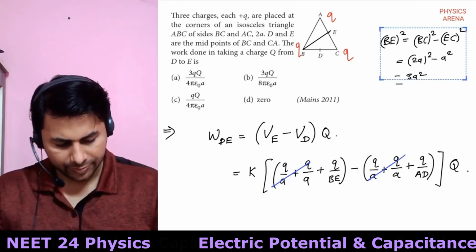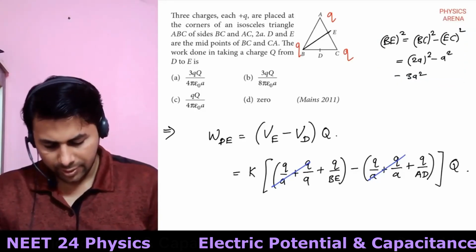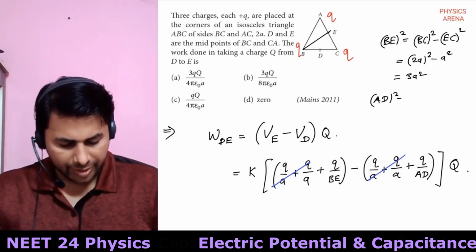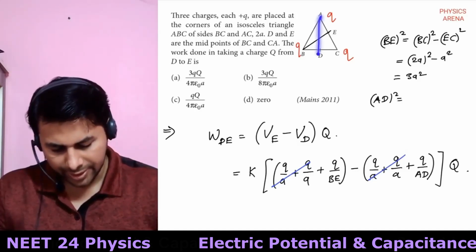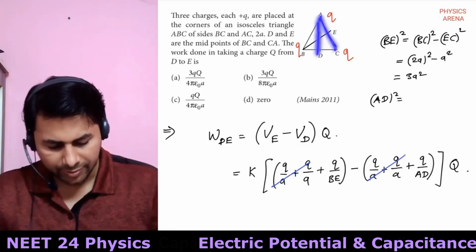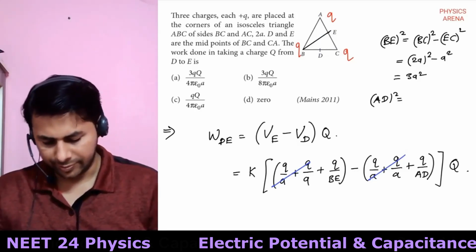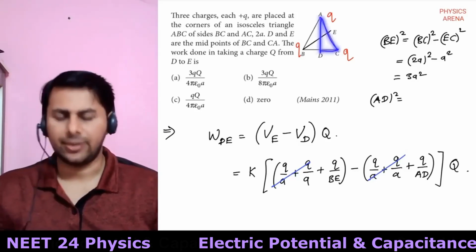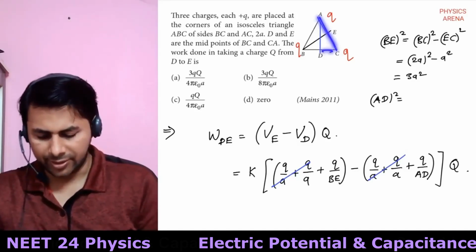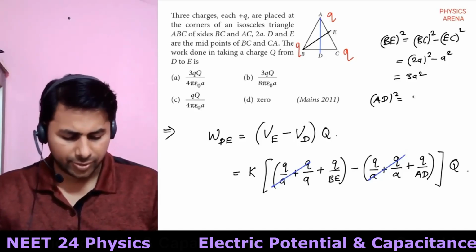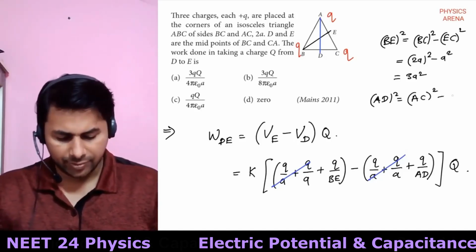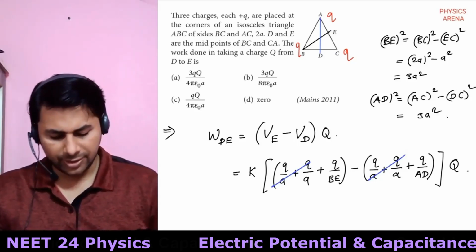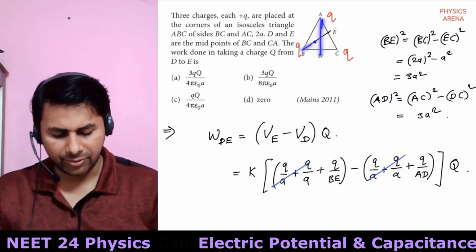Similarly, you have that BE square. AD square will be equal to what? This side square minus this side square. If I join AD, I have to consider this triangle. It will be this side square minus this side square by Pythagoras theorem. So it is also AC square minus DC square, and that is also 3A square. That means AD is equal to BE.